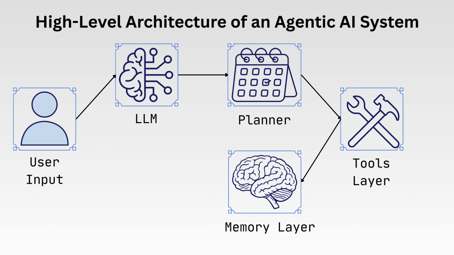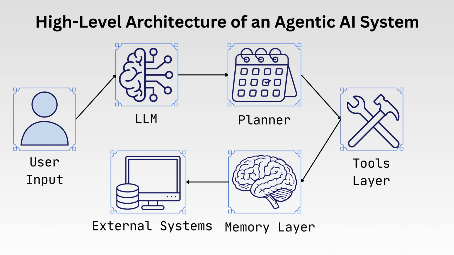Finally, the agent interacts with external systems. These may include enterprise databases, document stores, SaaS platforms, or internal services. This is where real business value is created, when AI connects to operational systems.